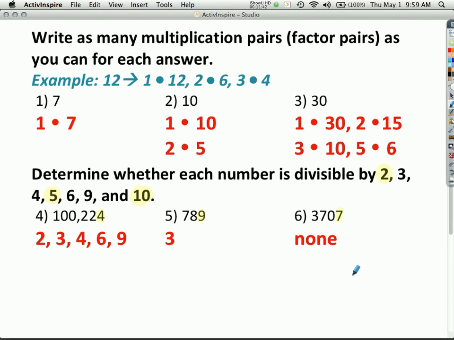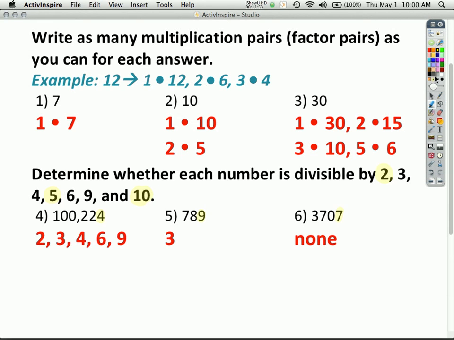Tristan? Very good, if the ones digit is a 0. And so you see that none of these numbers actually were divisible by 5 or 10. Very good. Now, the rules that were a little bit harder.